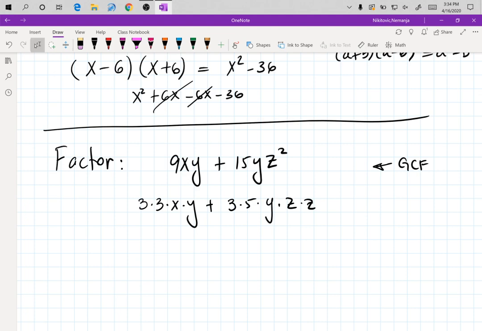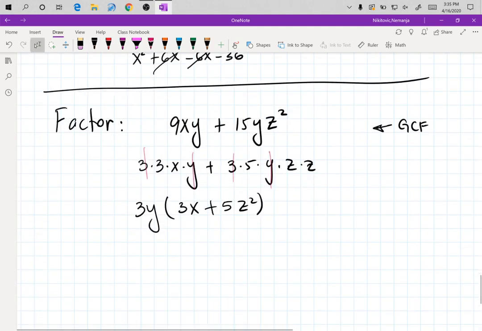When you write this in what I call the exploded form, it's actually factor form. We have 3's and y's that are common. So that's 3y, 3x plus 5z squared. And that's it. It's factored. There's nothing else common. You have your greatest common factor pulled in front, and these are the leftovers that go in the parentheses.